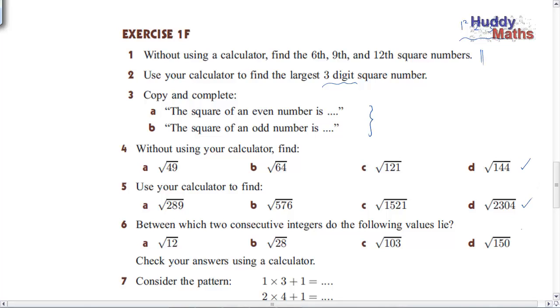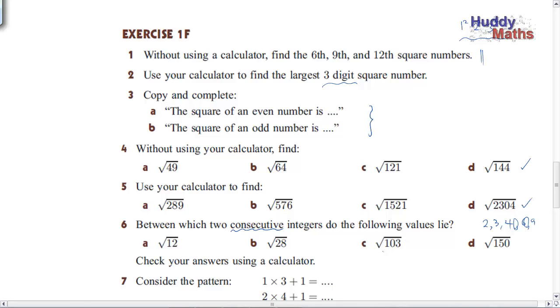And here, between two consecutive integers. Consecutive integers are ones that follow each other. So 2, 3 and 4 are all consecutive. 4, 6, 9 are not. There's one missing here, there's 2 missing here. So consecutive means they are in sequence. No gaps, no integers missing in between.